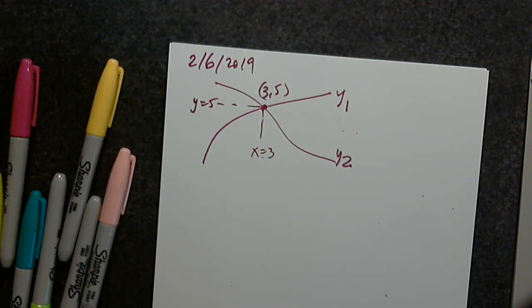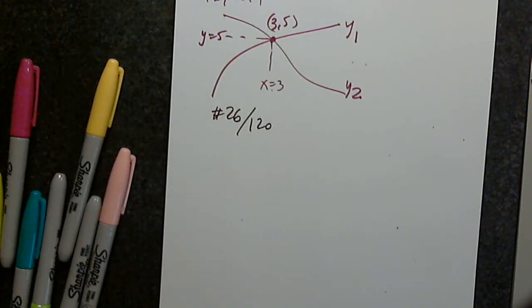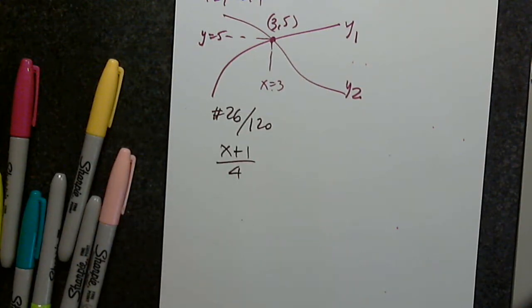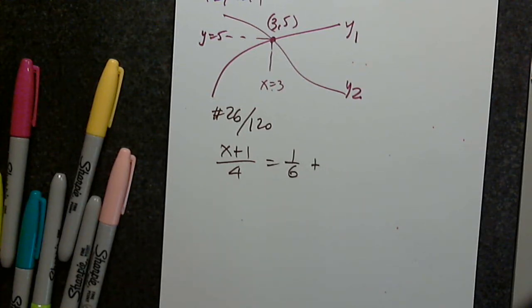And let's say problem 26. Okay, so x plus 1 divided by 4 equals 1/6 plus 2 minus x over 3.